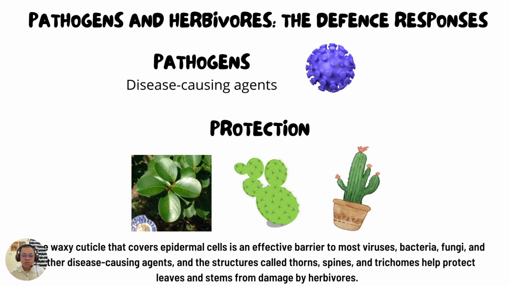We all know that leaves are very shiny. It is a waxy cuticle, or the cuticle, that covers the epidermal cells. It is an effective barrier to most viruses, bacteria, fungi, and other disease-causing agents. And the structures called the thorns that are found in roses, cactus, cacti, spines, and trichomes help protect leaves and stems from damage by the herbivores.